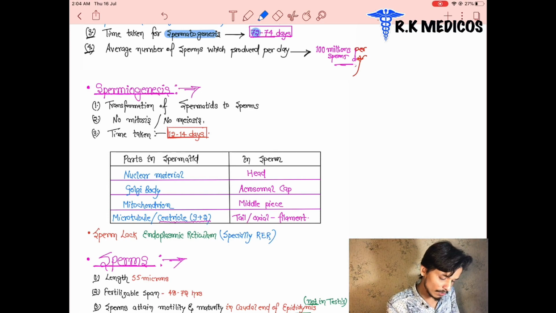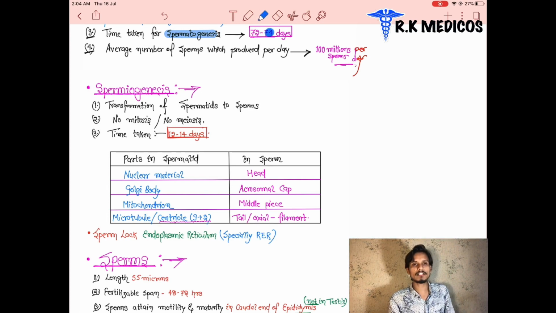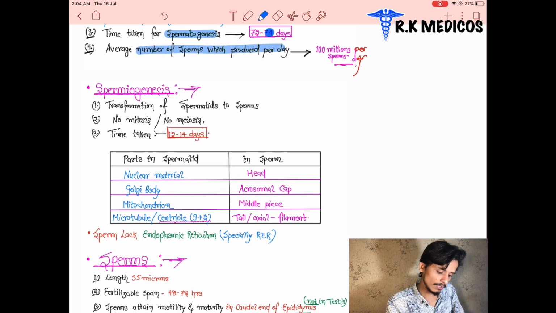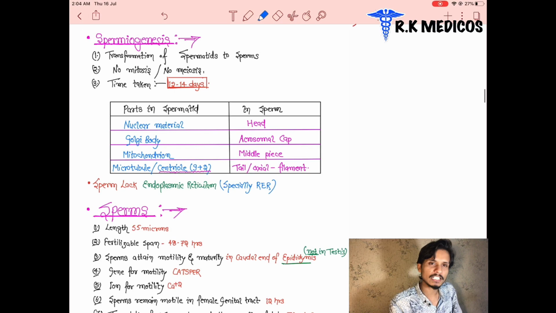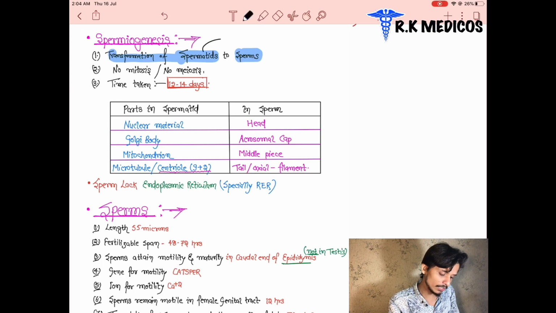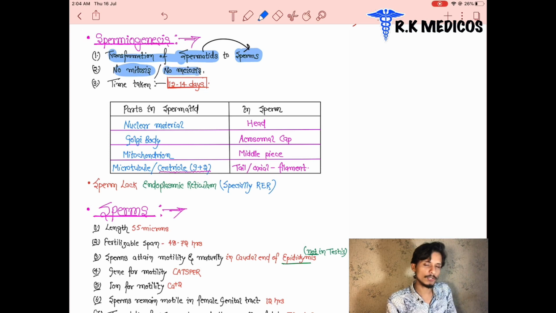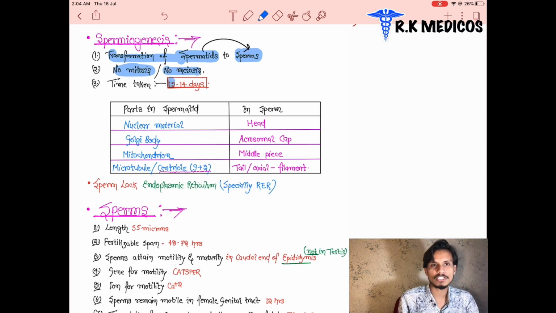Next point, the average number of sperm produced per day is 100 million per day in our body. Next, the transformation of spermatid into sperm is called spermiogenesis, not spermatogenesis. It is the conversion of spermatid into sperm, and there is no mitosis or meiosis. I already told you there is no division, and the time taken is 12 to 14 days. How many days does spermatogenesis take? It will be 74 days.